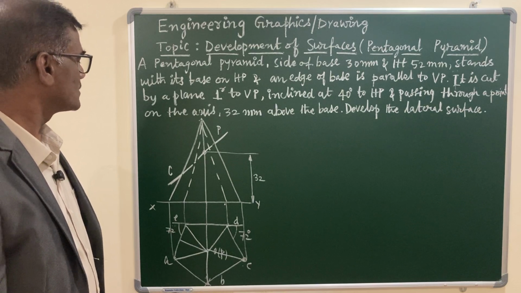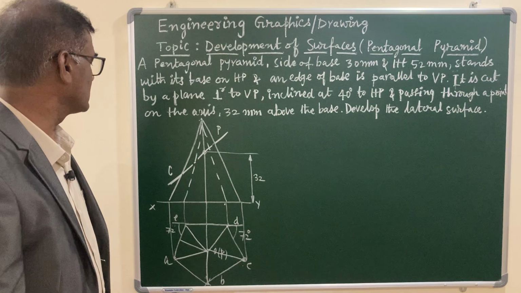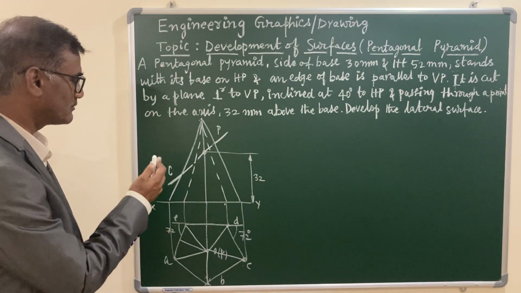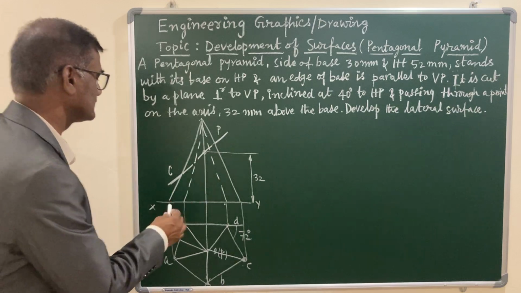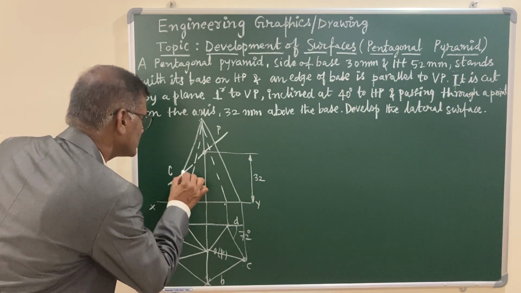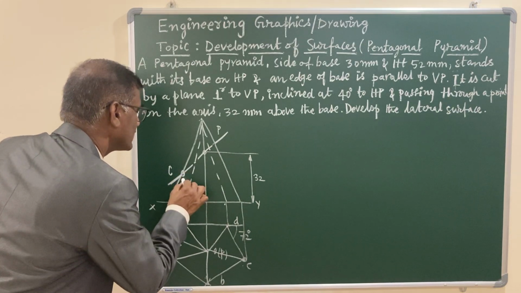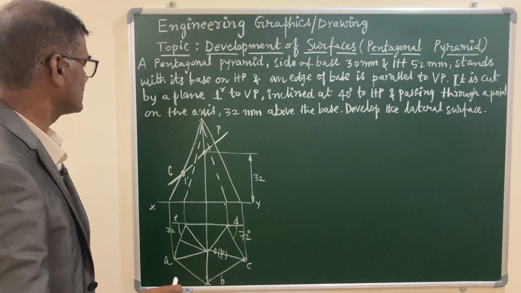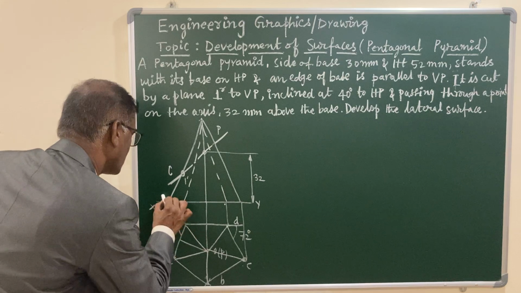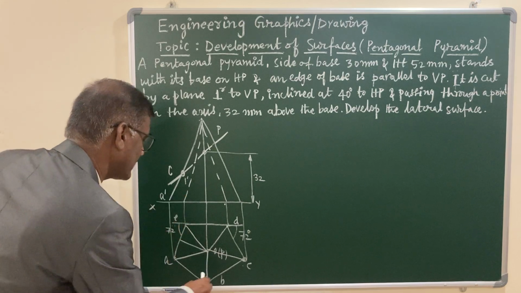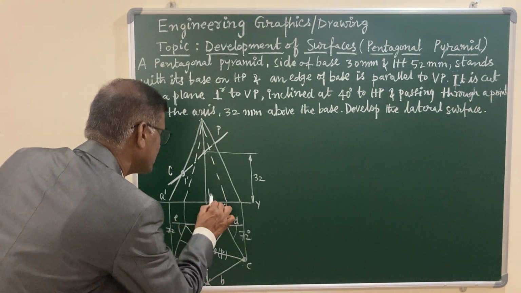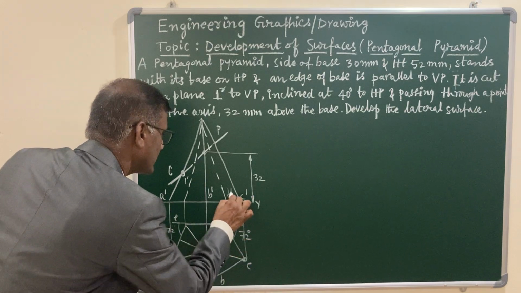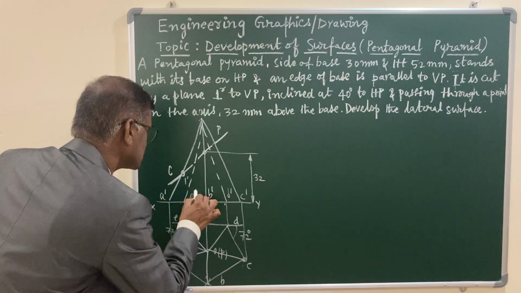Now let us locate the points of intersection between the slant edges and the cutting plane. I am just moving from left to right. So this is the first point, I am calling it 1 prime, the point of intersection. Let me represent all the corners also here. This is A prime, and this is B prime, C prime, D prime, and finally this is E prime.